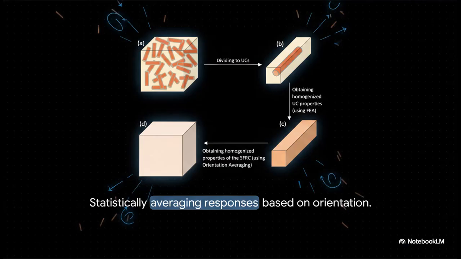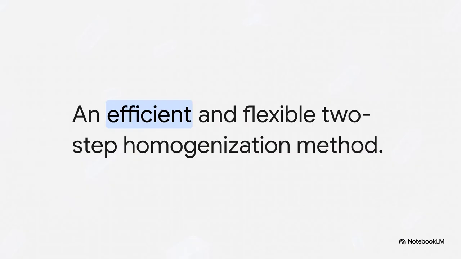Next, instead of building a massive microstructural model containing thousands of fibers, we statistically average the response of many unit cells with different orientations completely according to the actual fiber orientation distribution. And this brilliantly illustrates the power of statistics in mechanics. We take that single characterized building block and mathematically rotate it in 3D space to match the real-world probability distribution of the fibers in the composite. Then we just average all those rotated stiffnesses together. This creates an efficient and highly flexible two-step homogenization framework.